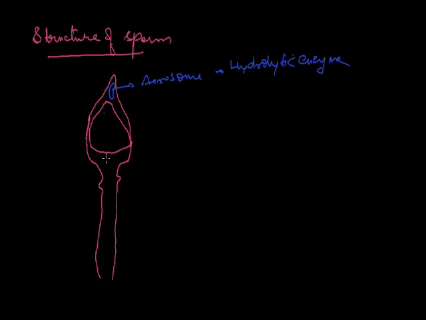Here we can see 2 centrioles are present, one is the proximal centriole and one is the distal centriole. This proximal centriole will enter inside the ovum of the female along with the nucleus, and the distal centriole will remain outside.